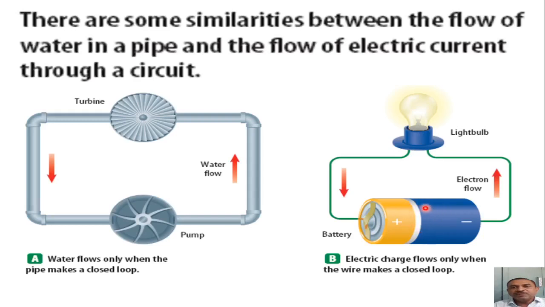So the battery can be considered as the pump, just similar to the water circuit, and these connecting wires are nothing but the water pipes, and the turbine can be compared with the electric lamp or the bulb, which we call the electrical load. So in this way the electric current flows. Flow of electric current is nothing but the flow of electrons from the negative terminal of the battery to the positive terminal of the battery.